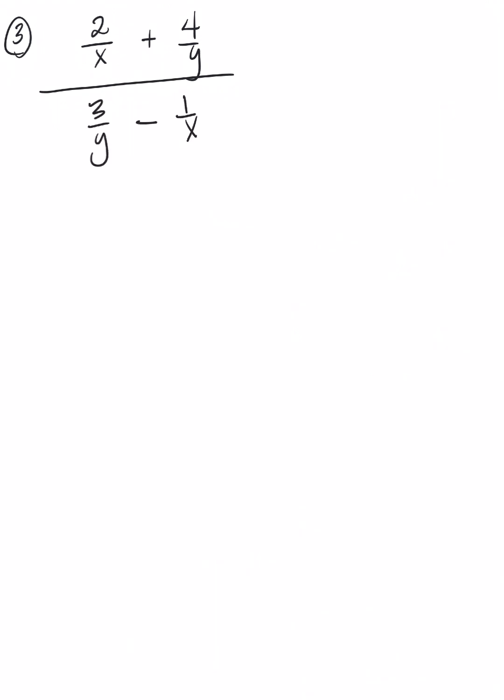Let's try a third. This one is 2 over x plus 4 over y, divided by 3 over y minus 1 over x. Okay, let's think. What is our least common denominator? What does it have to be? Well, we know it has to have an x. We know it has to have a y. And that should be enough, right? So let's multiply through by the xy.